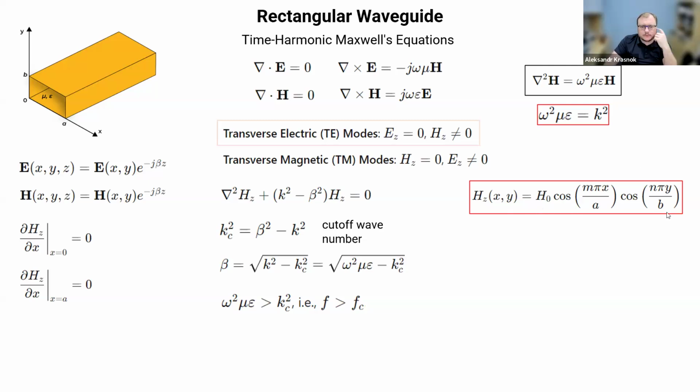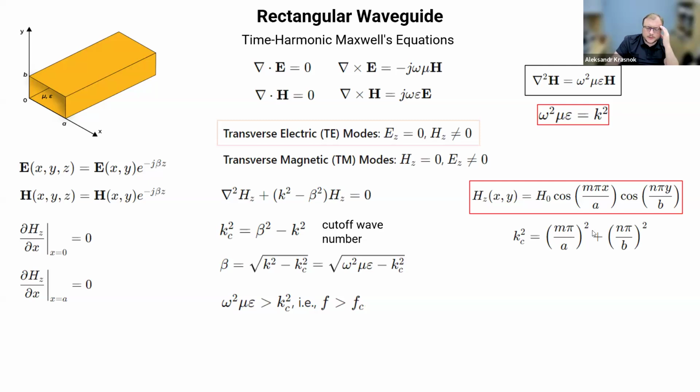For the electric field it is basically the same. It's a product of a cosine function of coordinate x and a cosine function along the coordinate y, this vertical direction here, with m and n, which are numbers 1, 2, 3, 4, and so on. For the cutoff wave number, we get a formula like this again.